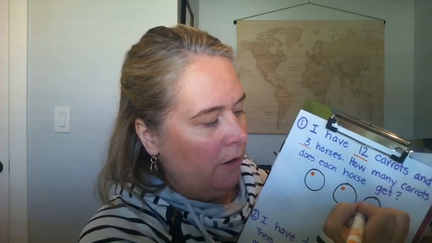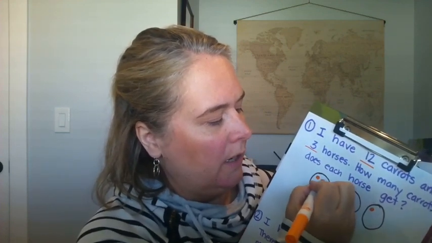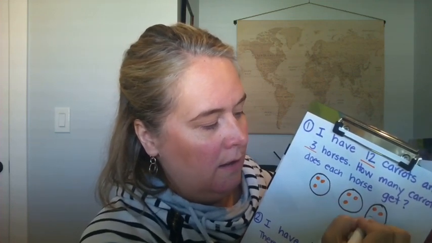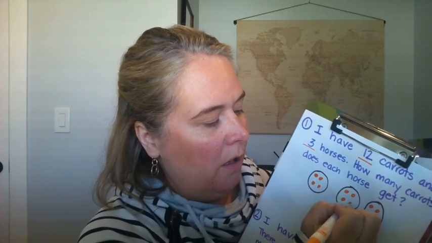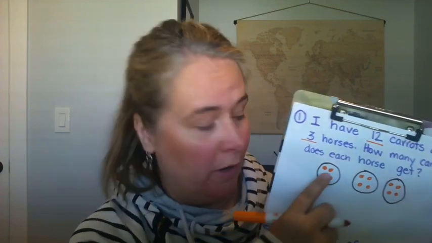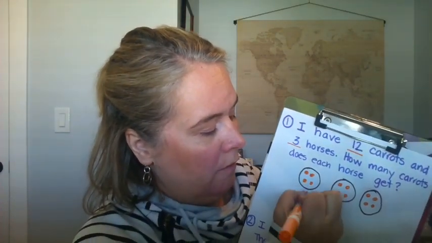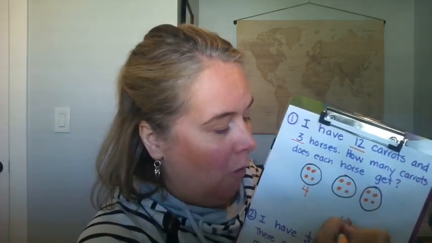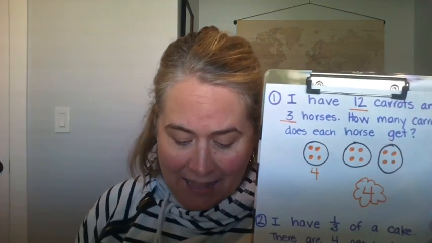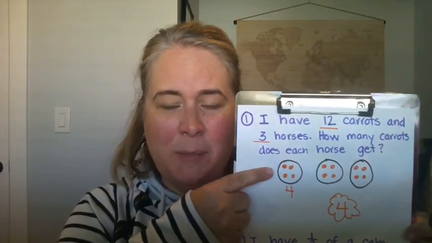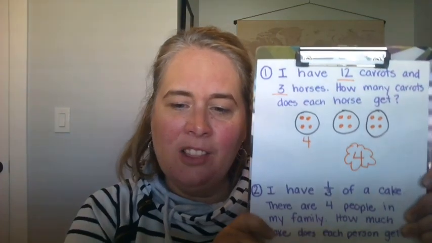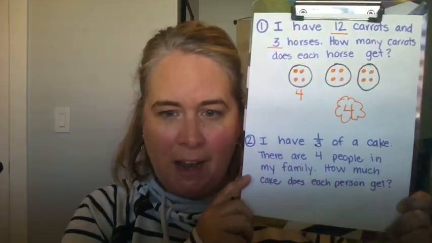And I would go through and I would give each horse their carrots until I used up all of my carrots. And I would know that that meant that each horse would get 4 carrots. 4 is my answer. 4 tells me how big each group was. This is a sharing problem. Now let's take a look at a problem using fractions.